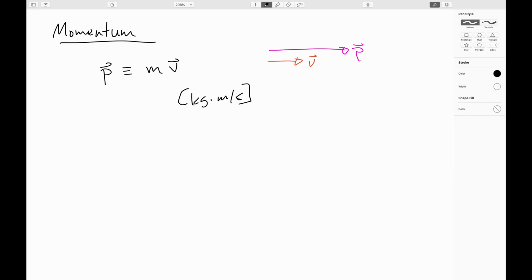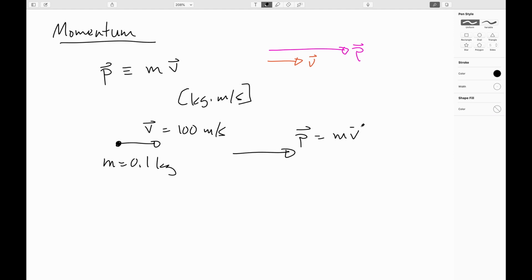So, just to give a quick feel for this, let's say we have a mass, let's say 0.1 kilograms. Let's say it's moving to the right at 100 meters per second. We can find its momentum. The momentum will be pointing in the same direction as the velocity. It'll be equal to mv. And so the magnitude here would be 0.1 kilograms times 100 meters per second, which gives us 10 kilogram meters per second.